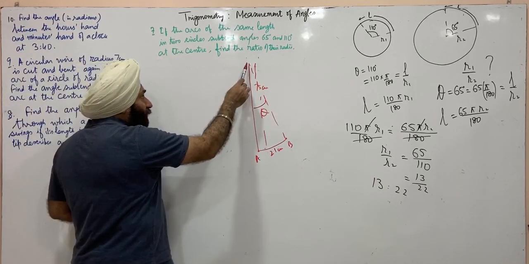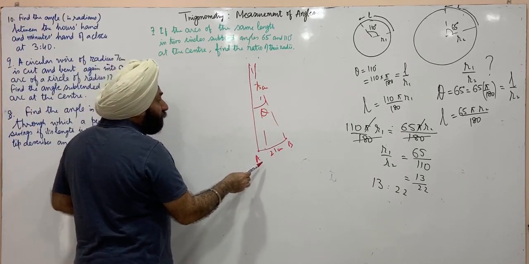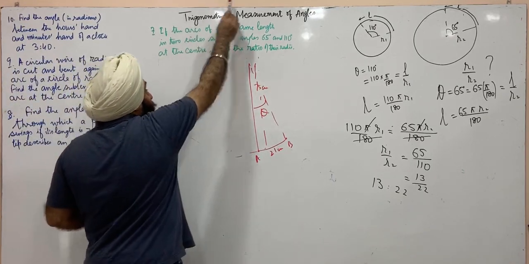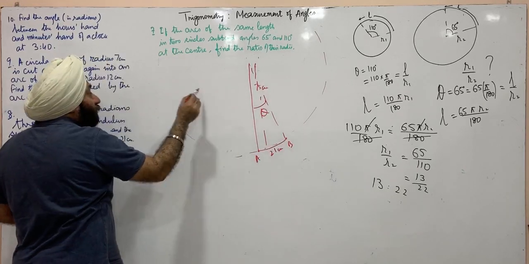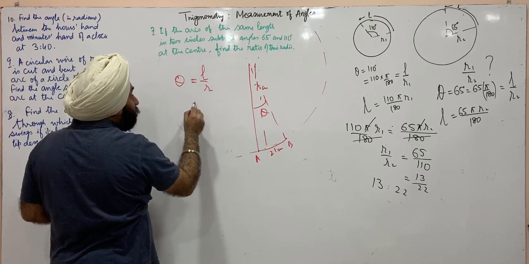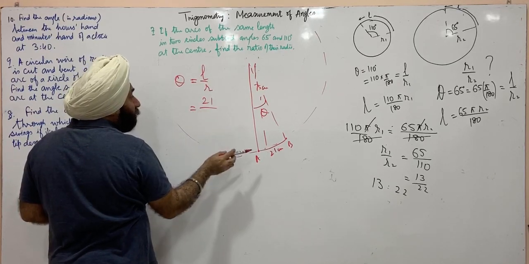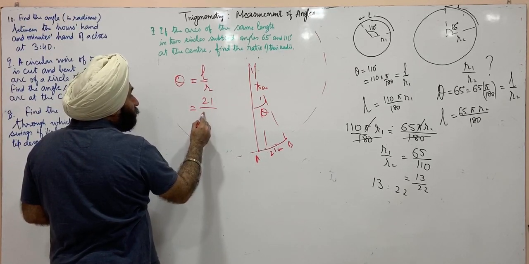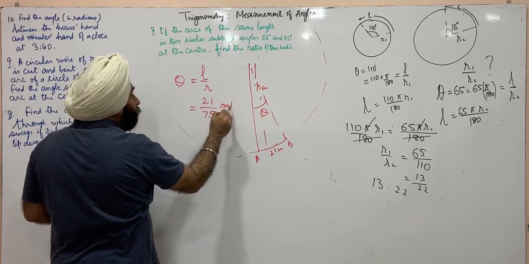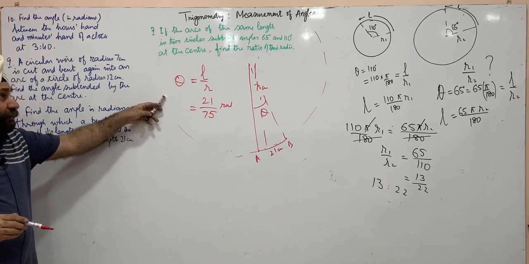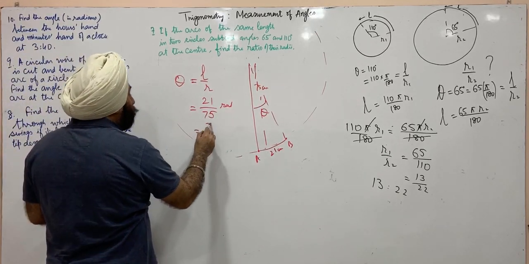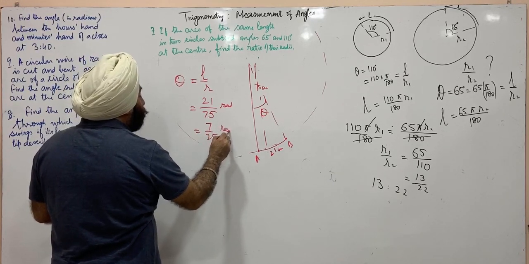So you can see the length of the pendulum is now the radius of the circle. We have this as the big circle, and theta can be obtained by L by R. Arc length is 21 upon radius, radius is 75. So this will be in radians. Whenever we use this result, the angle is always obtained in radians. This is 7 by 25 radians.